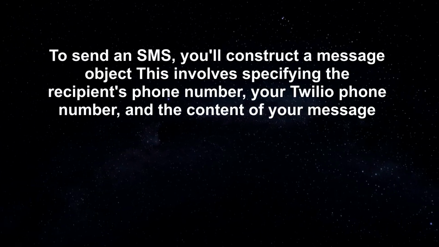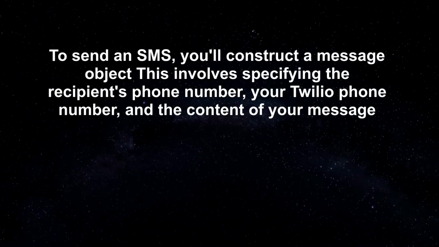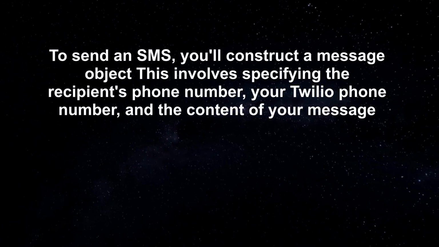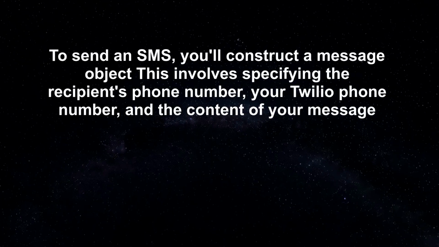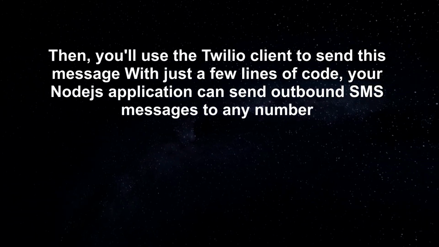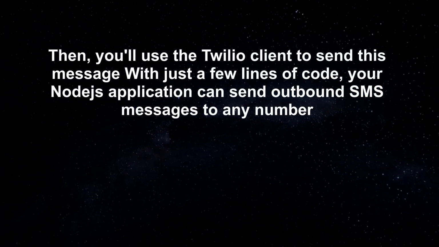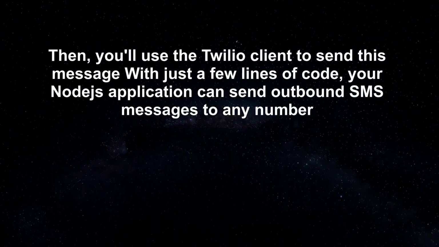To send an SMS, you'll construct a message object. This involves specifying the recipient's phone number, your Twilio phone number, and the content of your message. Then, you'll use the Twilio client to send this message with just a few lines of code. Your Node.js application can send outbound SMS messages to any number.